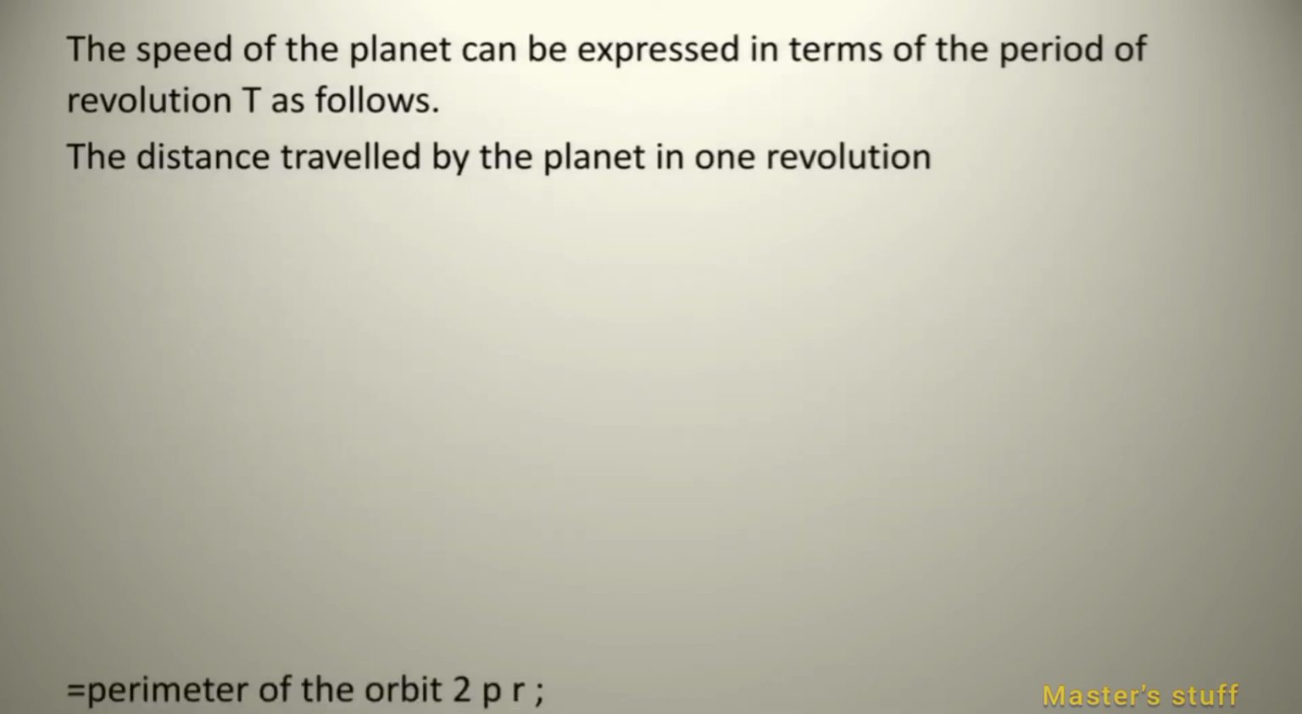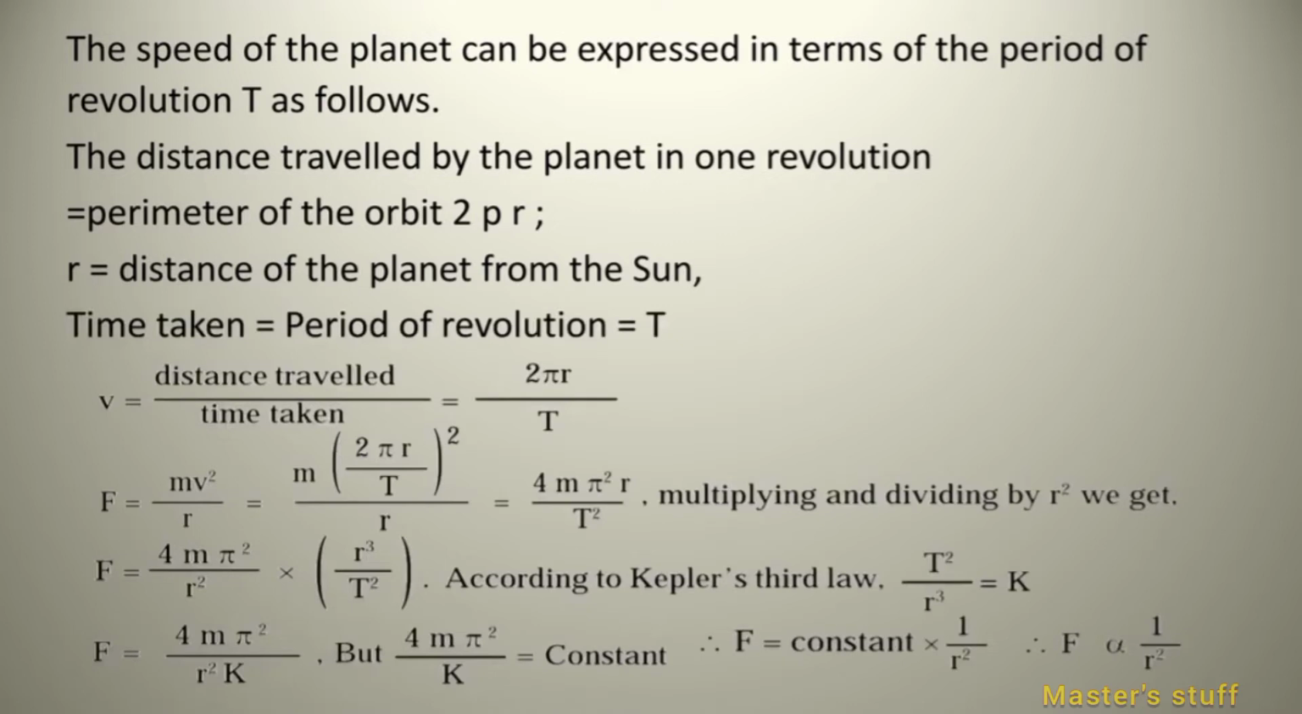Now, the speed of the planet can be expressed in terms of the period of revolution T as follows. The distance travelled by the planet in one revolution is equal to the perimeter of the orbit, 2 pi r, where r is the distance of the planet from the sun. Now, the time taken is equal to the period of revolution, which is T.